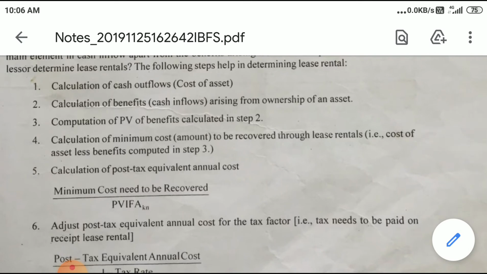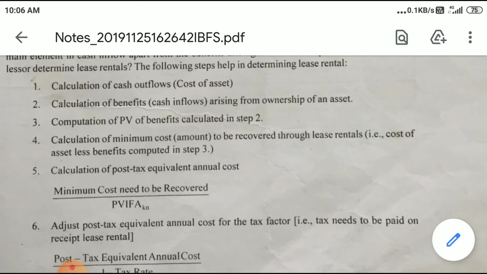Sometimes what happens, he will give you the cost, he will give you installation charges, direct expenses, and other expenses associated with the cost. All those things should be added together, and the outcome we get is called the cost of assets. So that calculation is our first step.